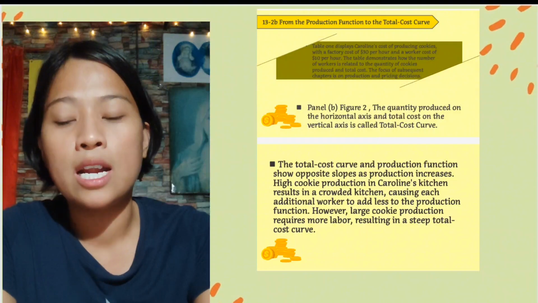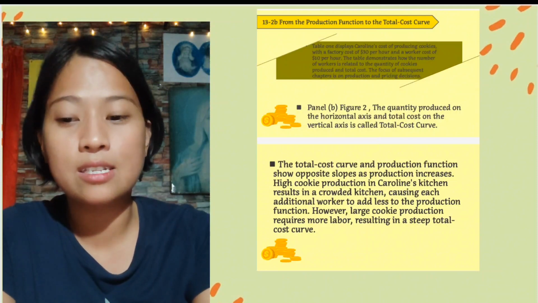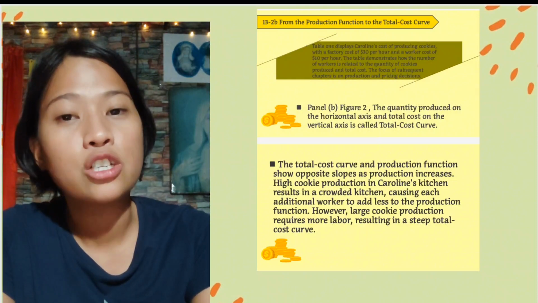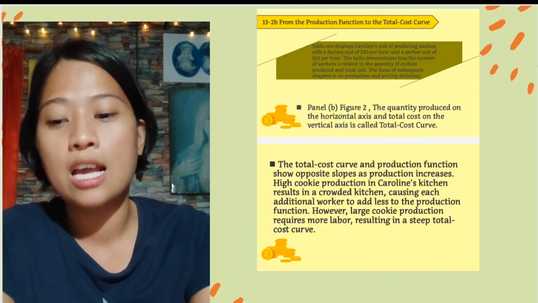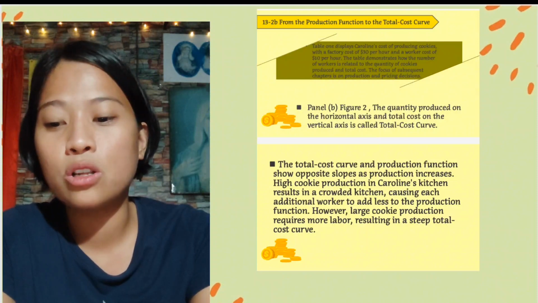Panel B, figure 2, has the quantity produced on the horizontal axis and total cost on the vertical axis, and is called the total cost curve. The total cost curve and production function show opposite slopes as production increases. High cookie production in Caroline's kitchen results in a crowded kitchen, causing each additional worker to add less to the production function. However, larger cookie production requires more labor, resulting in a steep total cost curve. More output is produced due to the diminishing returns.